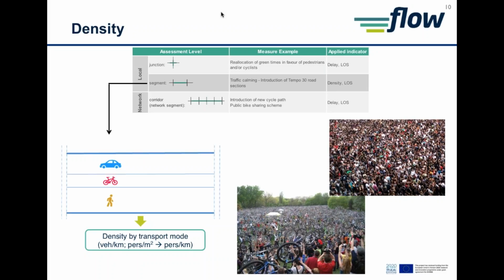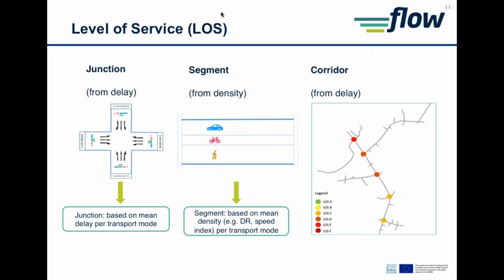Density is usually calculated in vehicles per kilometer, or persons per square meter in the case of pedestrians. And then that has to be transformed into persons per kilometer. This is the density indicator, if we assess a segment. And then we have the level of service as a derived indicator, which can be applied for a junction, a segment, and for the corridor as well.